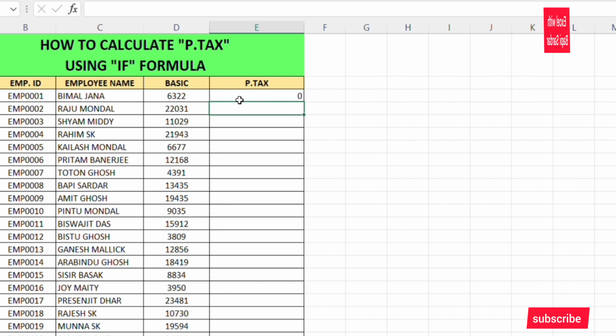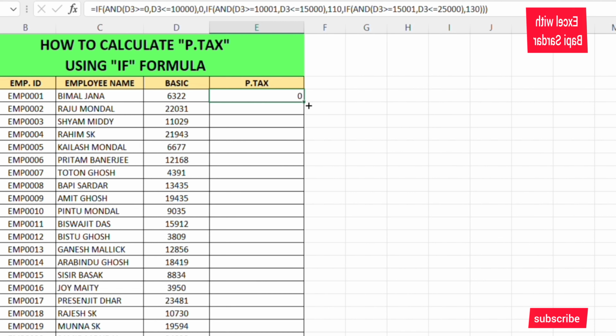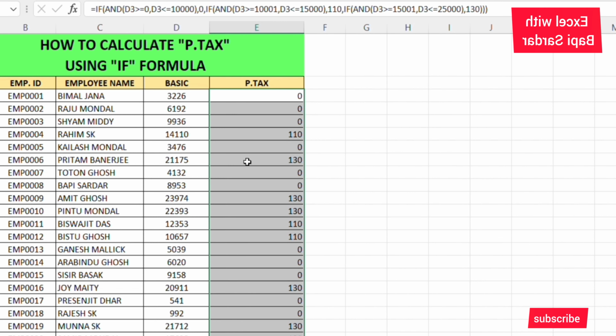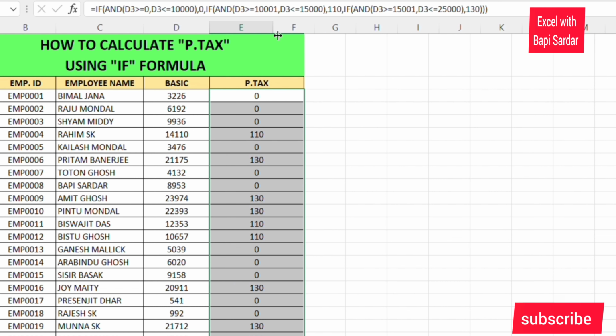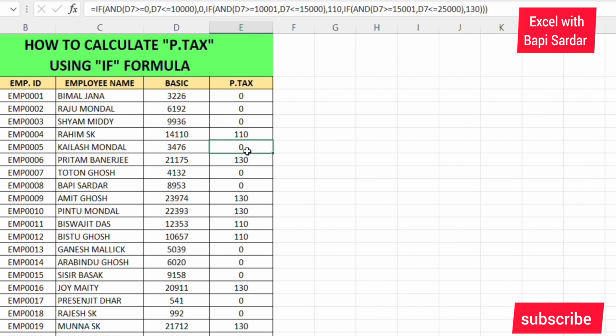Here is the result, friends. Simple, copy the formula and paste in the selected area. Those who are below 10,000, their result is 0. Those who are above 10,000, their result is 110. Those who are above 15,000, their result is 130.